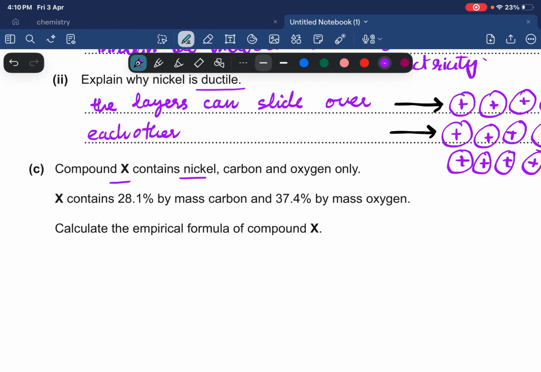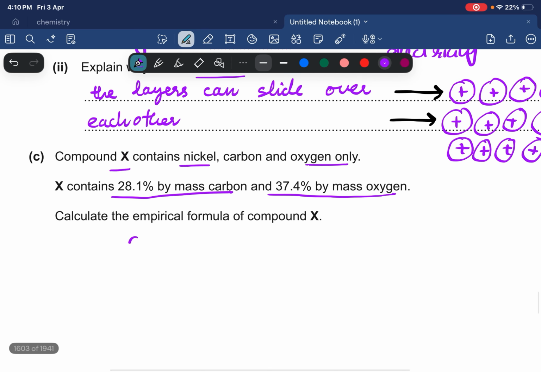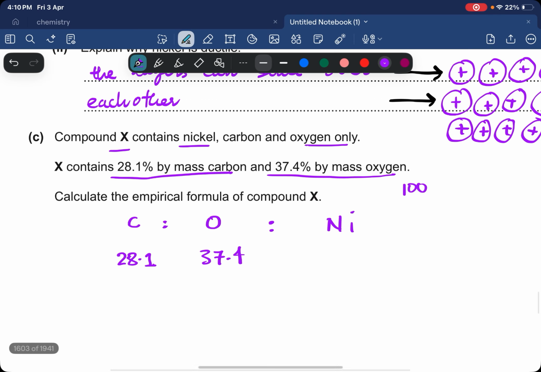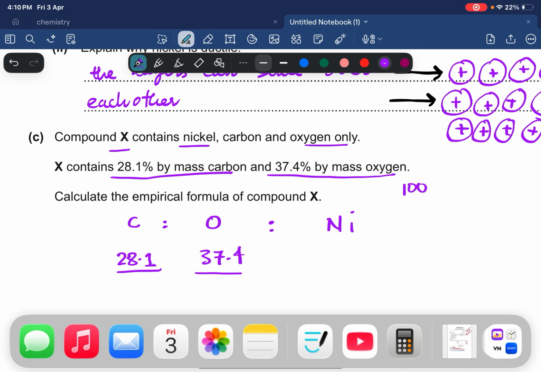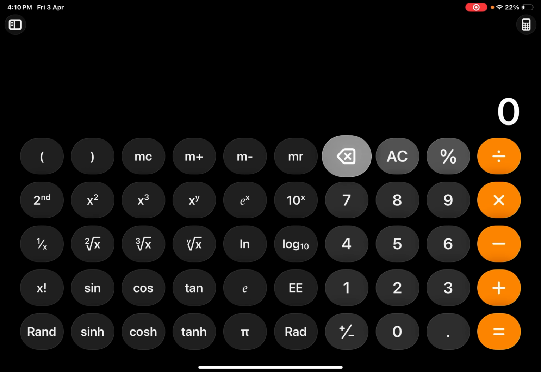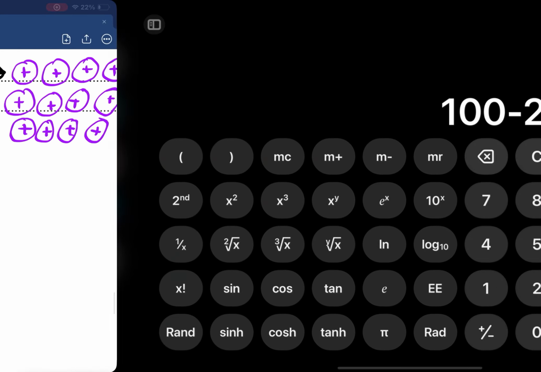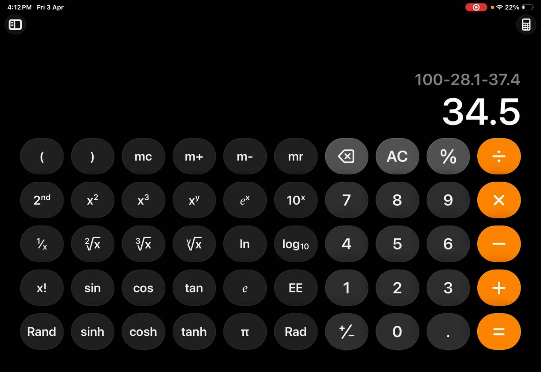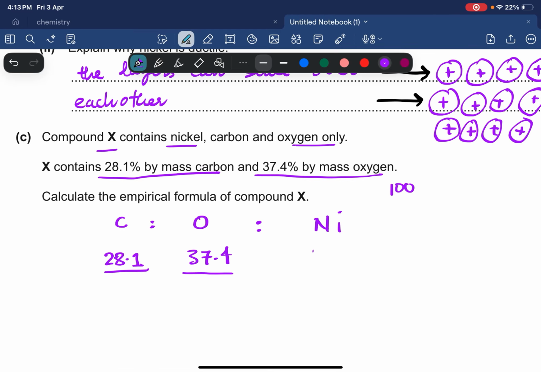Compound X contains nickel, carbon, oxygen only. Calculate the empirical formula. So carbon ratio oxygen ratio nickel. So the percentage of carbon is 28.1. For oxygen, it's 37.4. For nickel, obviously we know that the sum of percentages is 100. So it's going to be 100 minus 28.1 and 37.4, which is 34.5.